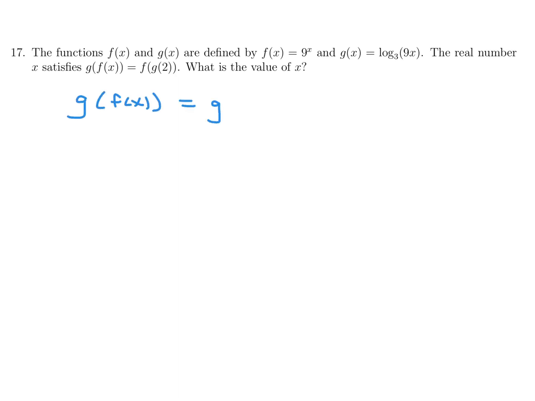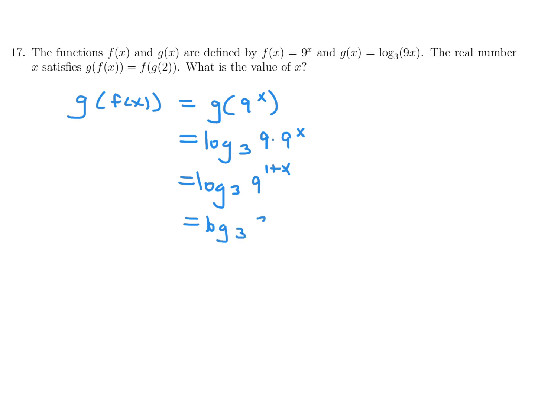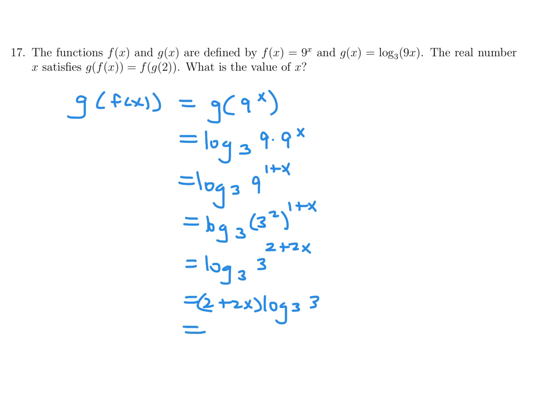So that's going to be g at 9 to the power of x, and that's going to be the log of 9 times 9 to the power of x to the base 3. And then combining that, that's going to be 9 to the power of 1 plus x to the base 3. Let me change that 9 to 3 to the power of 2. And then therefore that's going to be the log of 3 to the power of 2 plus 2x, to the base 3. And then the 2 plus 2x comes out front using the basic log rules. Log of 3 to the base 3, that's just 1. So that's just going to be 2 plus 2x.